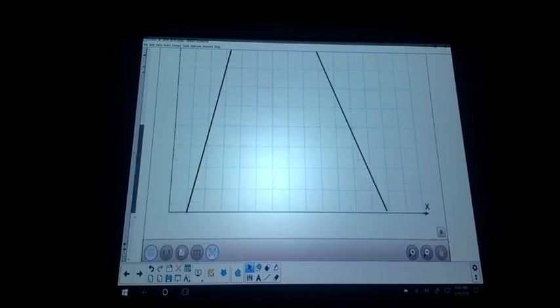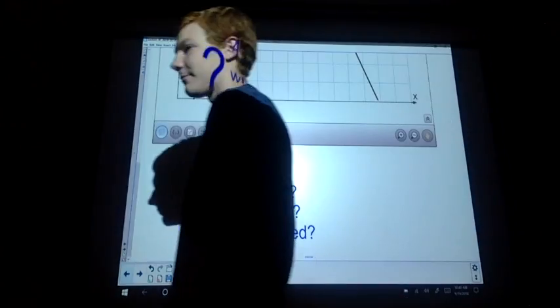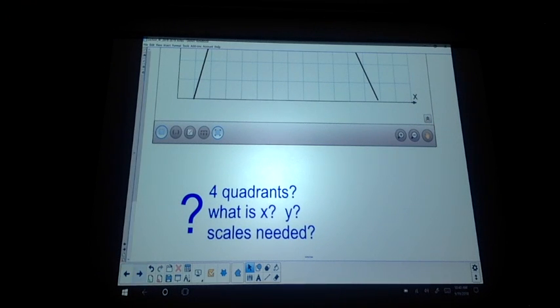Thank you. All right, so you have 4 quadrants, x, y. Quadrants are labeled 1, 2, 3, 4. They go counterclockwise, and we'll talk more about that later.